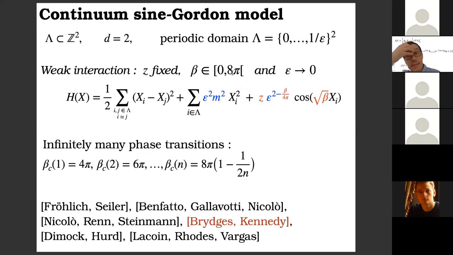This model is actually well known and has been studied heavily in several works which I mention below, and one of the nice and interesting features is that it has many phase transitions. The first phase transition occurs when beta reaches 4 pi, and then there is a second phase transition at 6 pi, and actually an infinite number of phase transitions occurring at all these beta critical, depending on the integer n. So there's a series of phase transitions. And what we would like to do now is to investigate the Log-Sobolev inequality for this model.